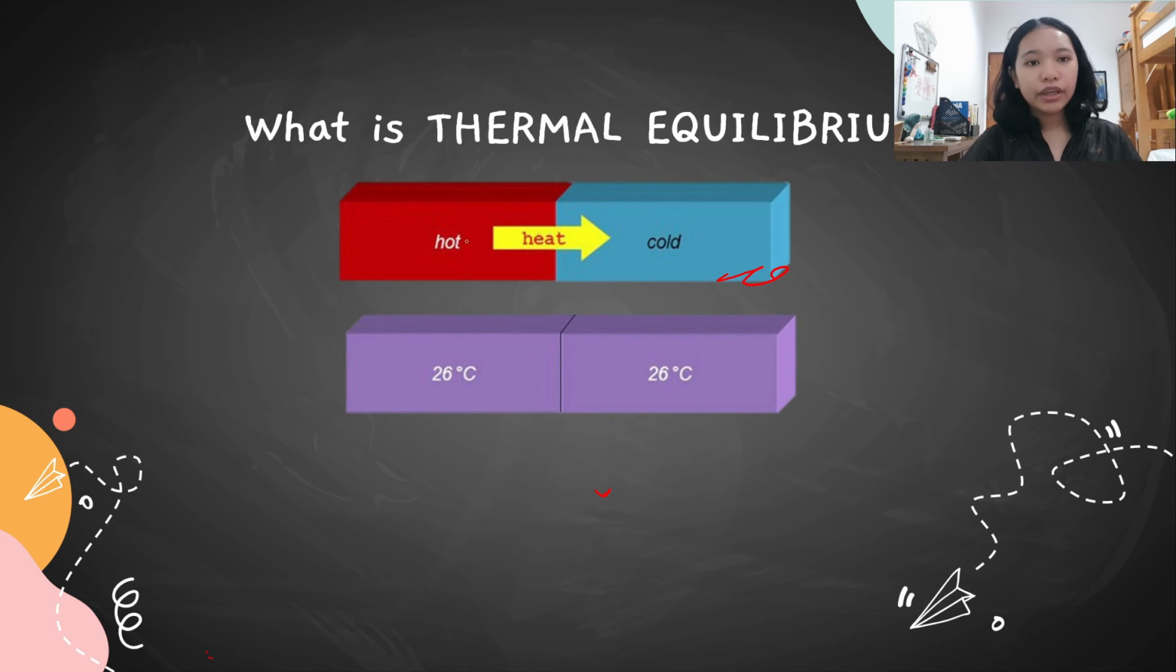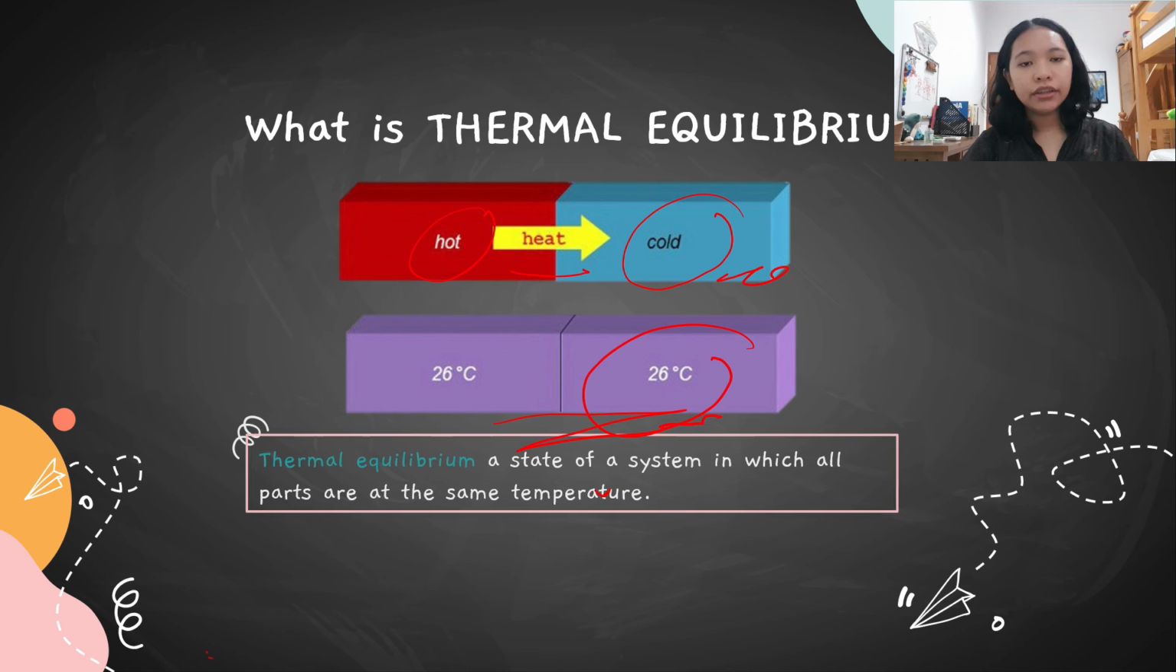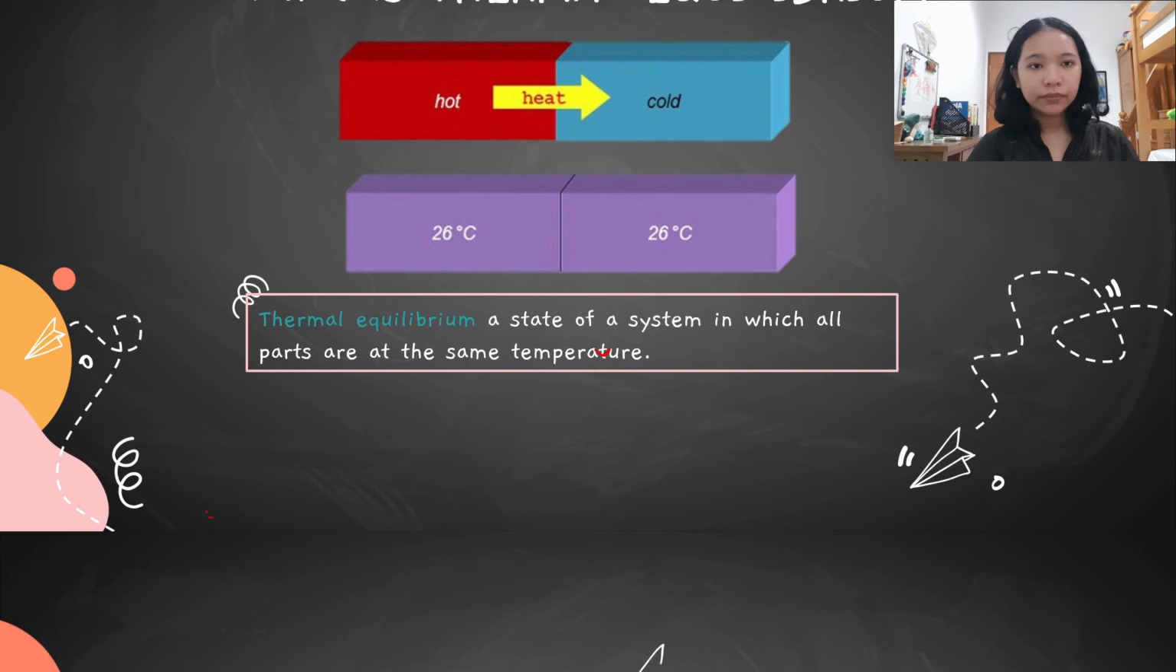It is observed when a higher temperature object is in contact with a lower temperature object, it will transfer heat to the lower temperature object. The objects will approach the same temperature, and in the absence of loss to other objects, they will remain at constant temperature. And this is what thermal equilibrium is. So basically, thermal equilibrium is a state of a system in which all parts are at the same temperature.